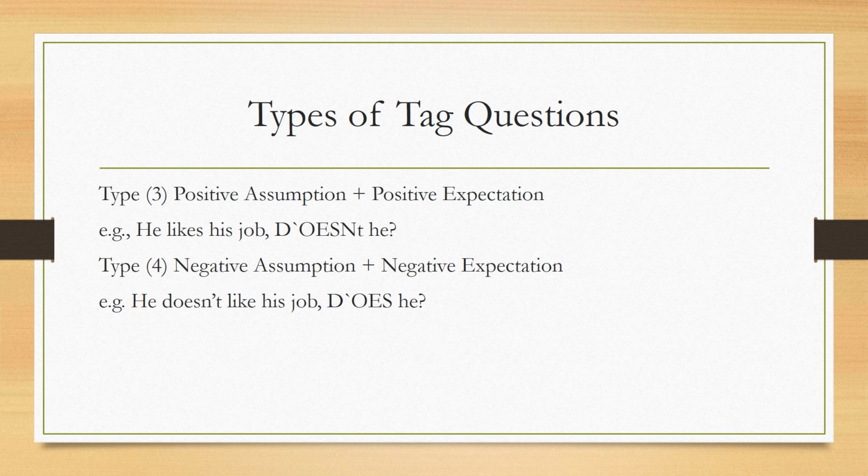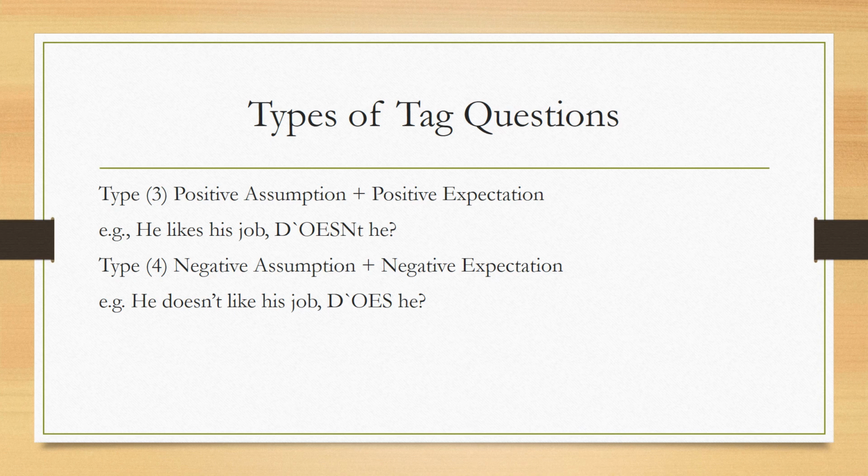In type number 4, you have negative assumption, so your statement is negative. And to this statement, we are attaching a question with negative expectation. What does it mean, negative expectation? This means that the question is oriented to the negative answer. Okay, which means that the answer is going to be with what? With no. So here, as we said, the tone is going to be falling. In types number 3 and 4, the tone that we use to produce the tag question, the tone that we put on the operator is a falling tone.